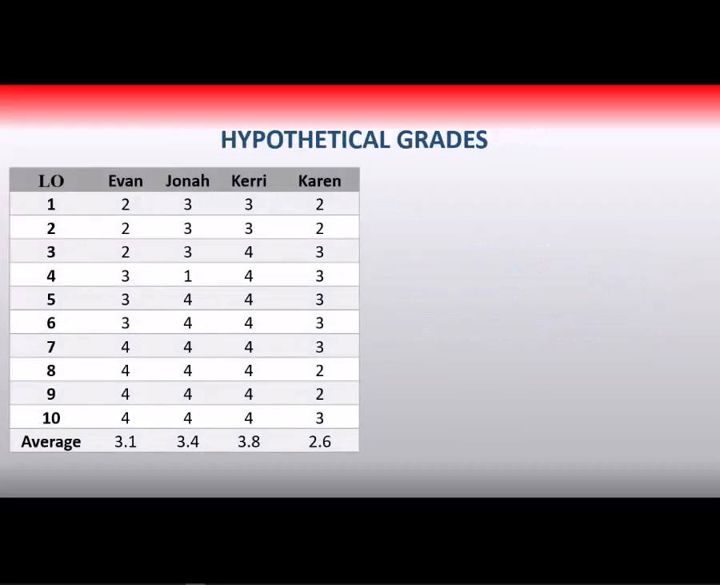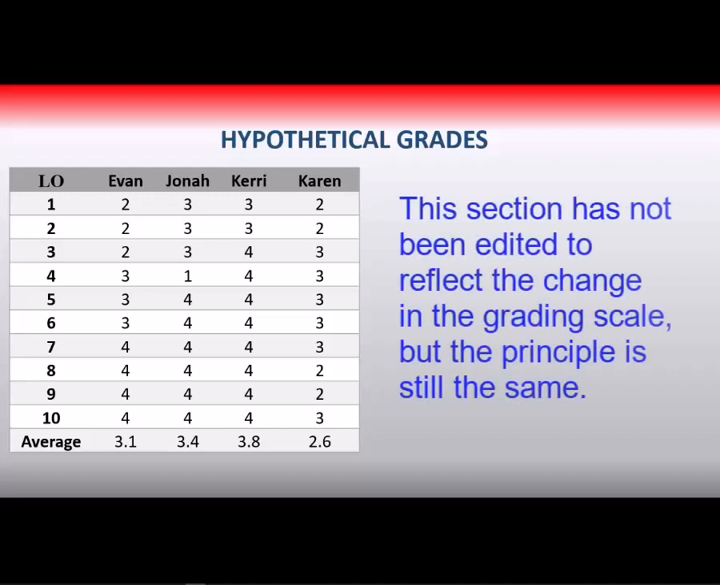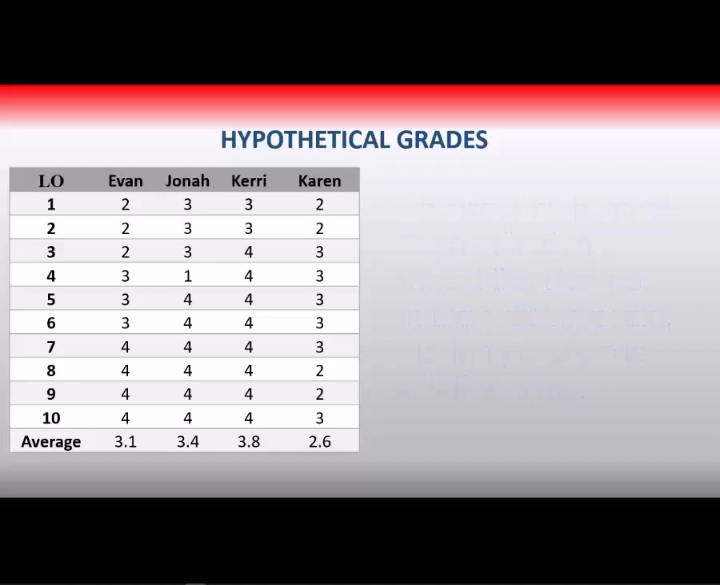To understand this a little bit better, let's look at some hypothetical grades. Here we have 4 students along with the scores they made on 10 learning objectives, and their average is down at the bottom. Here we can see that Evan made a 3.1, Jonah made a 3.4, Carrie had an average of 3.8, and Karen had an average of 2.6.